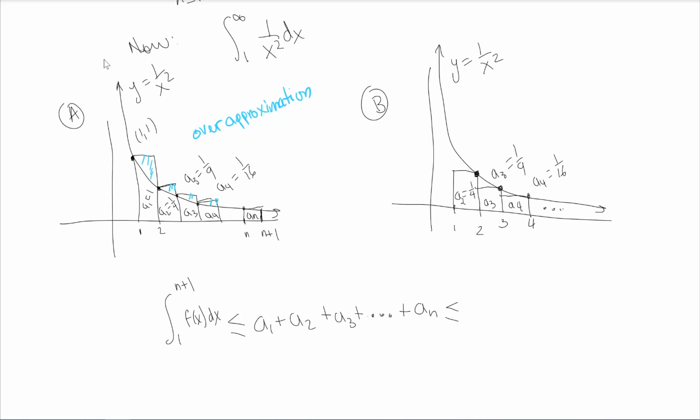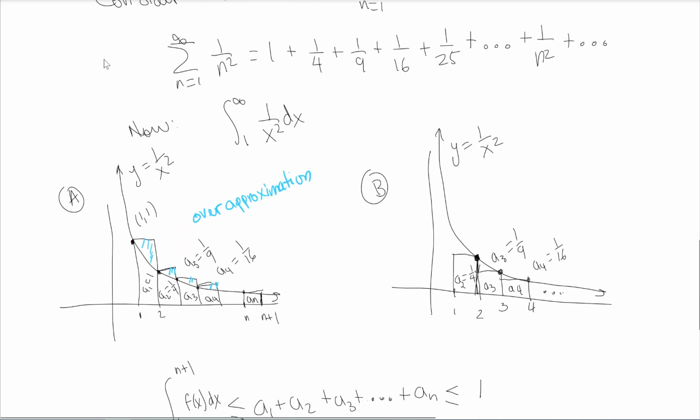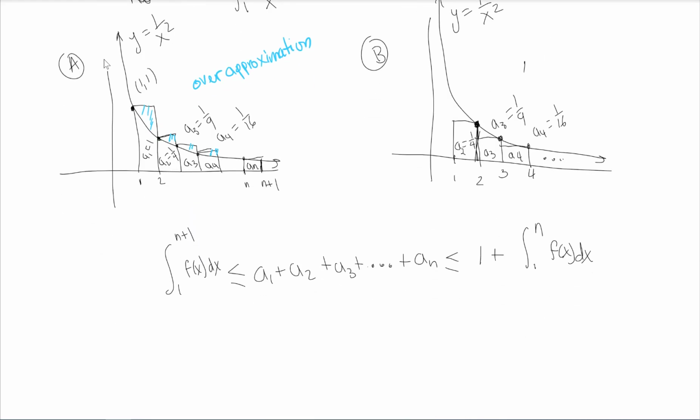And this one, if I wanted to use from 1 to n, I'm missing the first term. So it's going to be 1. The first term of my series is over here, 1. So I need to put that 1 in here, plus the integral from 1 to n of f of x dx. Because now I'm taking all that into account. And this guy is my s sub n.